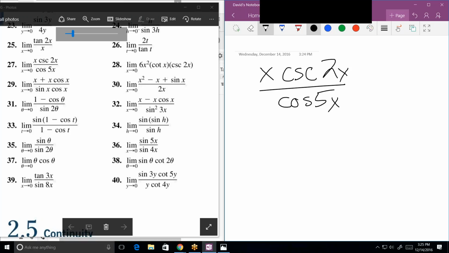Let's see. Do we know the limit of x over cosine x? I don't believe that is 1, because that would be 0 over 1. So that would be 0.